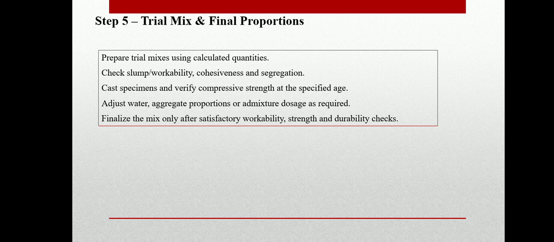Step 5. The trial mix and final proportions. We prepare an actual trial mix using the calculated quantities from our design. We check the slump or workability. We assess cohesiveness and we check for any signs of segregation. We then cast a specimen from this trial mix and verify the compressive strength at the specified age, usually 28 days, though early age tests can give an indication. Based on the results, we adjust the water content, aggregate proportions, or the admixture dosage as needed. Only once we have achieved a satisfactory workability, strength, and durability do we finalize the mix design.